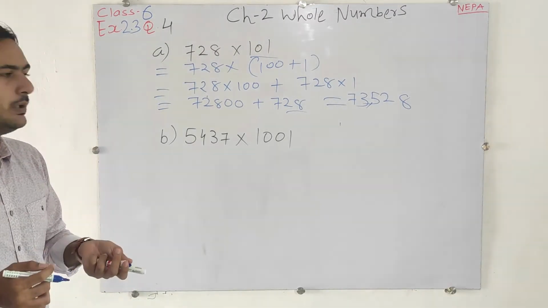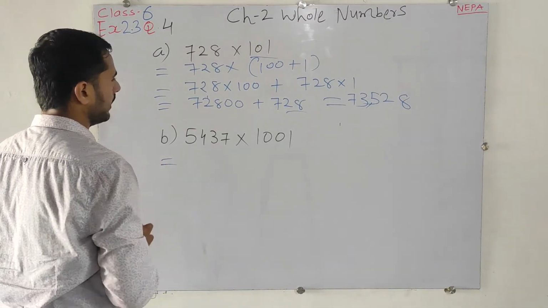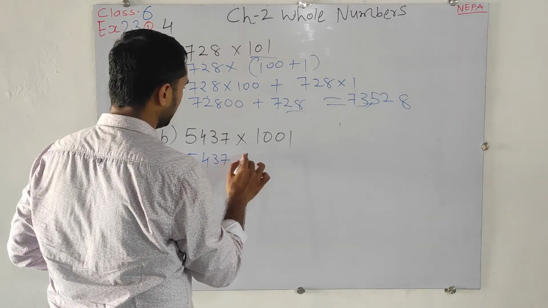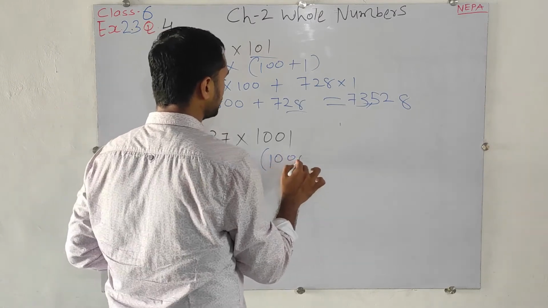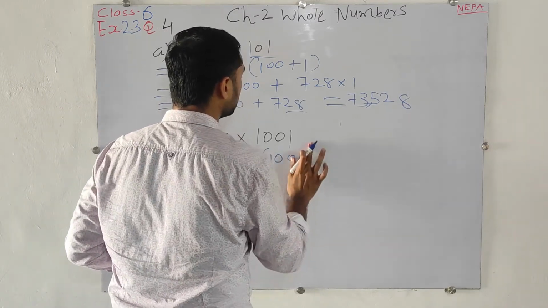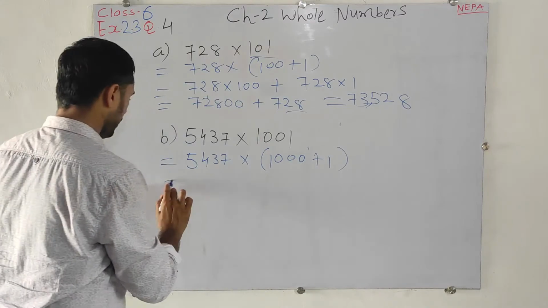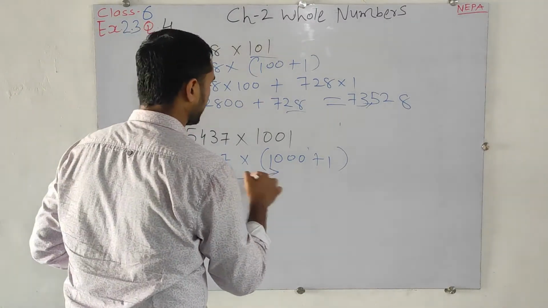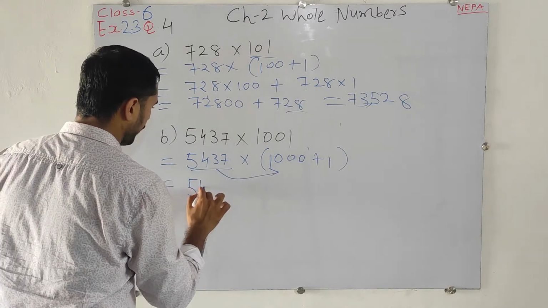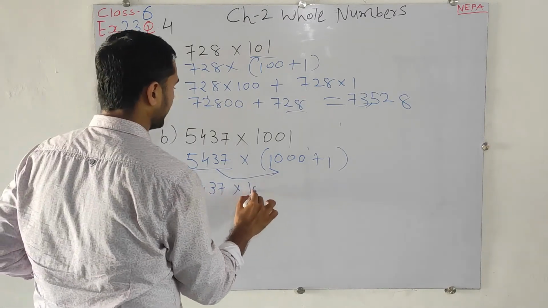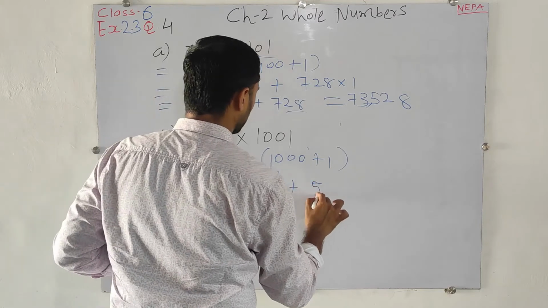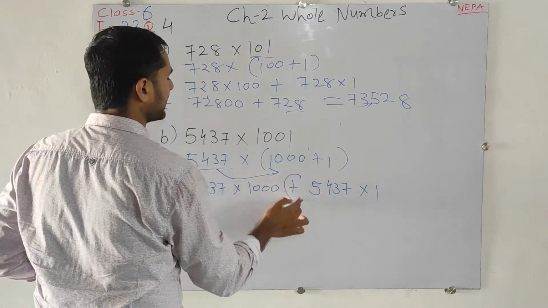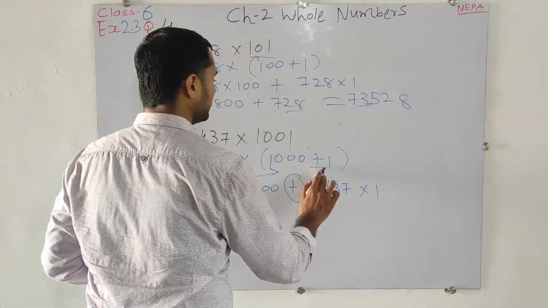Now the second, that is the B. For that again let's apply the distributive property. So that will be 5437 multiplied by 1000 plus 1. So simply just multiply this number to this bracket. Okay, so how will we do? 5437 multiplied by 1000 plus 5437 multiplied by 1. Okay, we are just putting our addition sign over there because here is the addition sign, that's why.